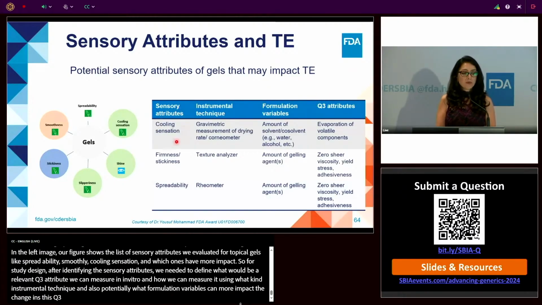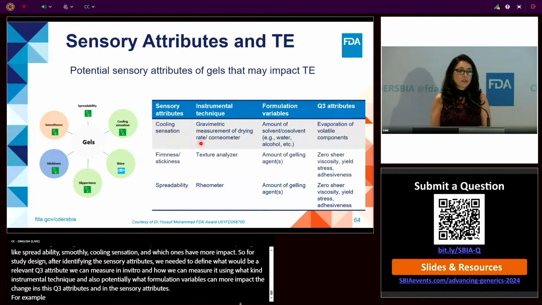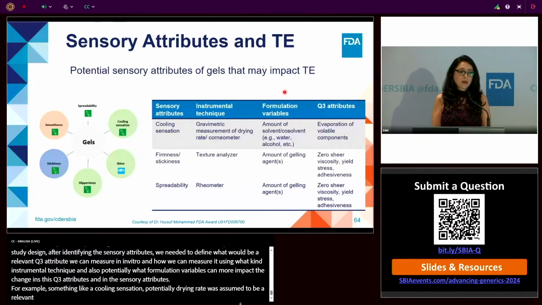sensory attributes. For example, for something like a cooling sensation, potentially a drying rate study was assumed to be a relevant test to inform about the cooling potential of a formulation, and probably the change in amount of solvents or co-solvent may have an impact on changing these sensory attributes.